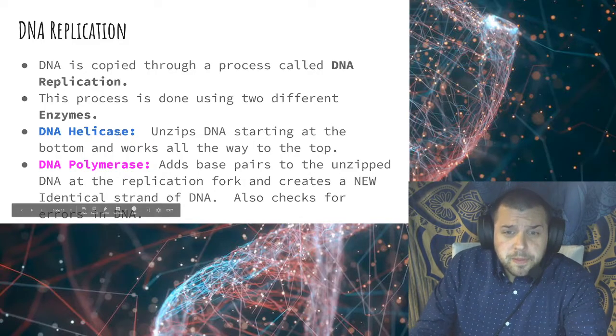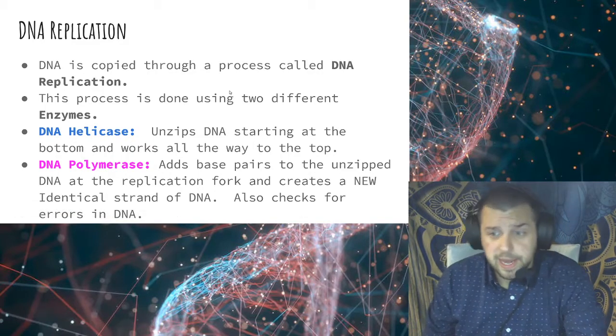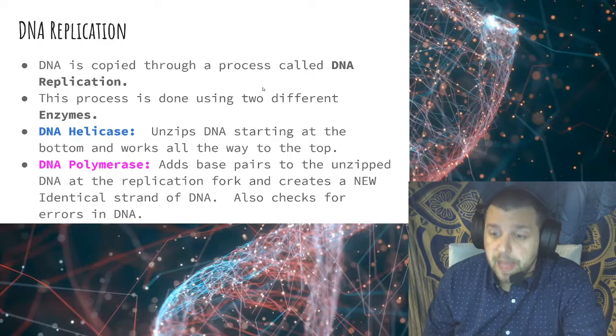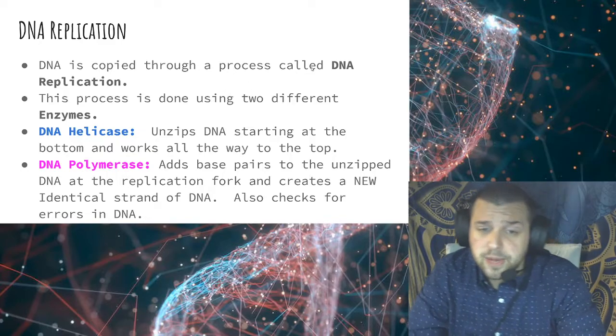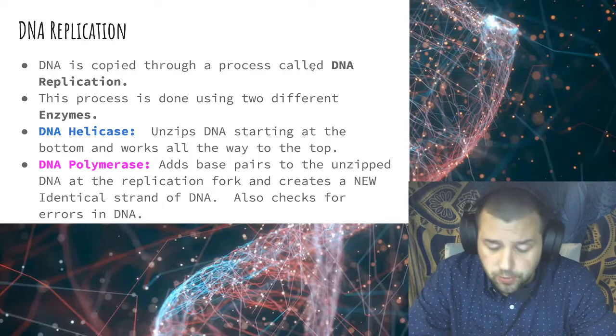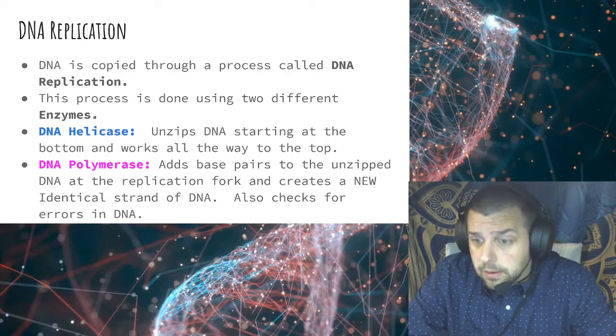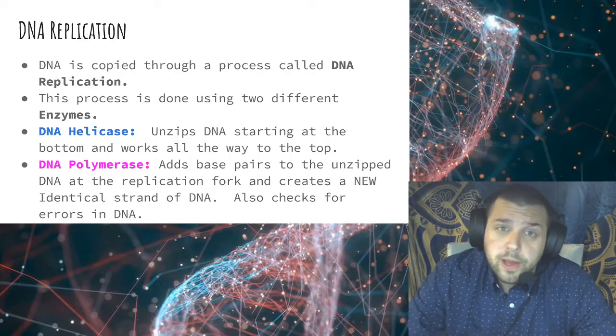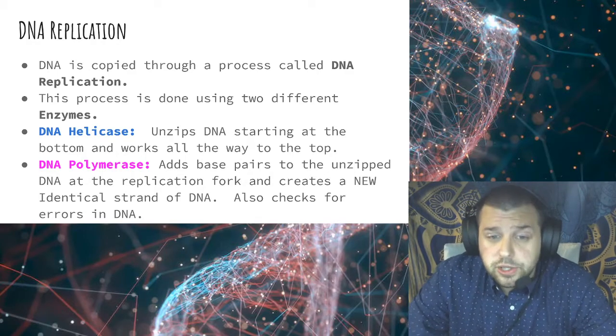So again, DNA is copied through a process called DNA replication, and we use some things called enzymes. If you remember, enzymes are types of proteins that speed up chemical reactions. Without them, we would die. It's really important that our enzymes are working correctly so we can function correctly.